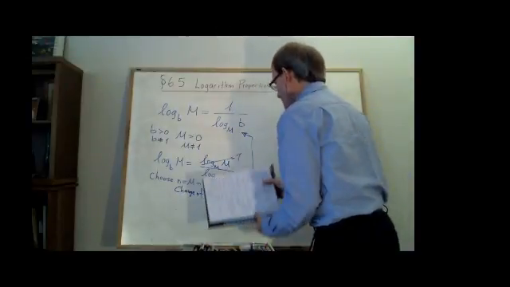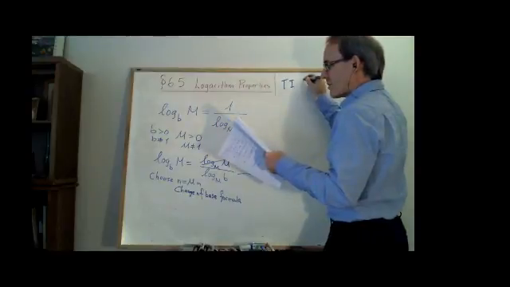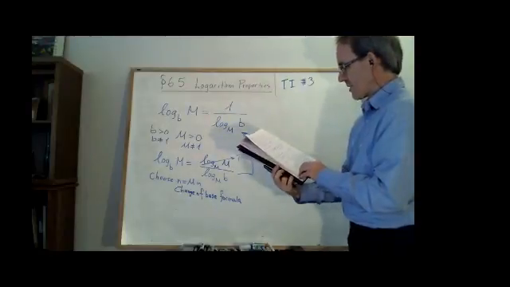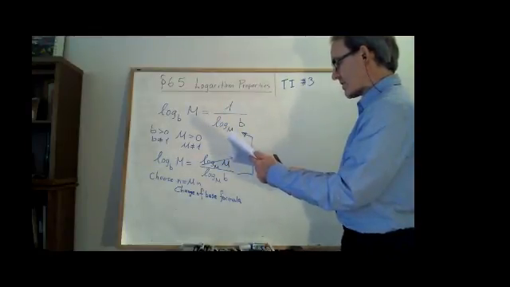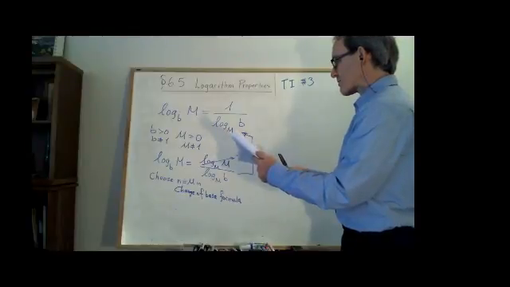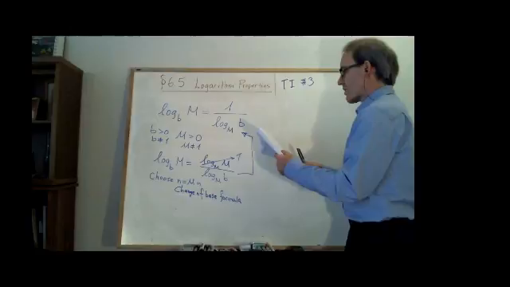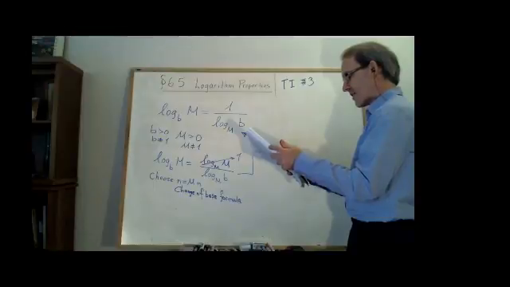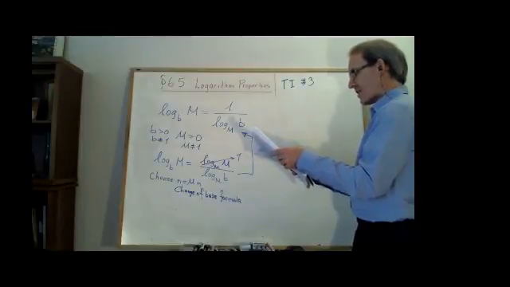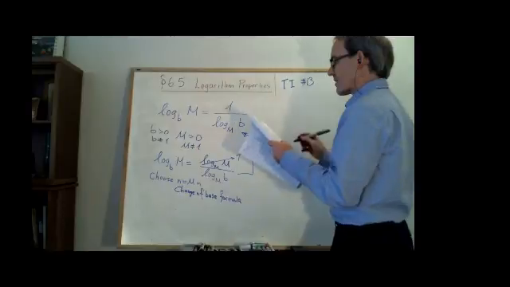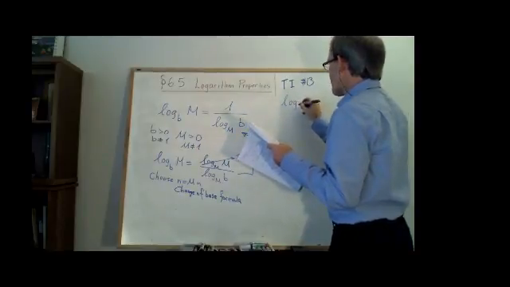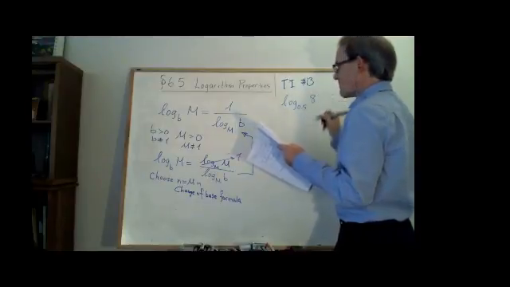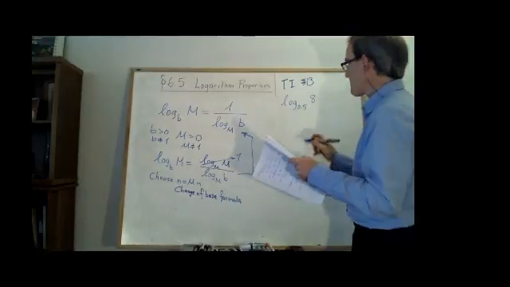Okay, here's a try-it problem. Try-it number 3. I started a new section here, section 6.6. I'm sorry, maybe I'm wrong. Maybe we're still in 6.5. Let's see. Yeah, we're still in 6.5. This is number 13, I think. So now we have this expression: log base 0.5 of 8. Change to a quotient of natural logs.